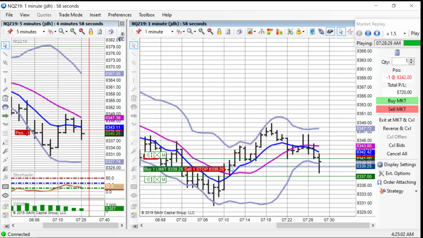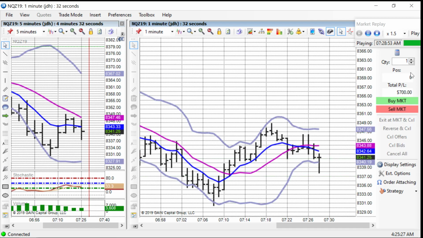Whoop, watch this stop me out here. Stop me out at one point. Yep. See, in the real world, that would have taken me out at one point as it touched it. There we go. I'm just going to get out. So that's $20 for taking a risk.